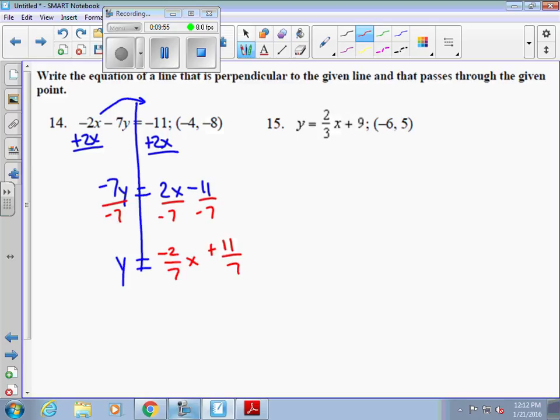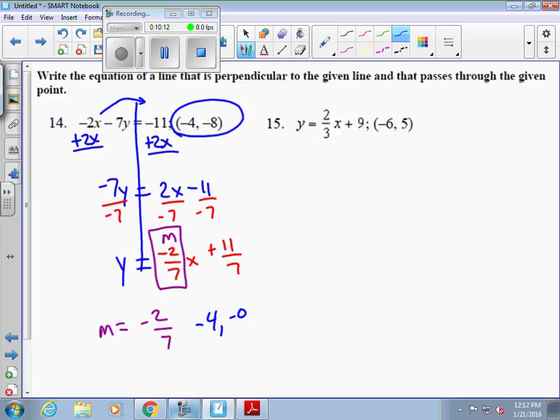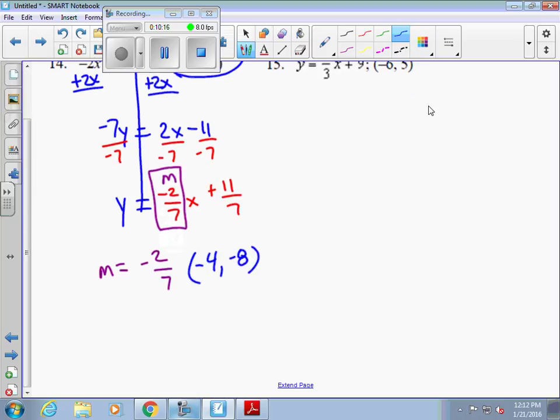Now, all we're interested in from this equation is its slope value, or its m value, this one right here. Its m value is negative 2 over 7. It says it is going through this point here, negative 4, negative 8. Remember, when you're writing an equation, we have a point and we have a slope. So point slope form is the easiest version. y minus y sub 1 equals m times x minus x sub 1.